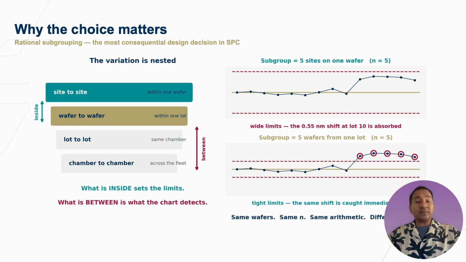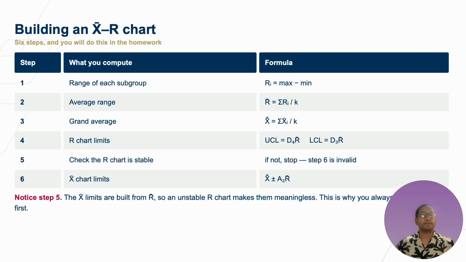So the question to ask before you build any chart is not what my sample size is, it is what I want this chart to be blind to. That decision is the subgroup, and it is a process engineering judgment, not a statistical one.